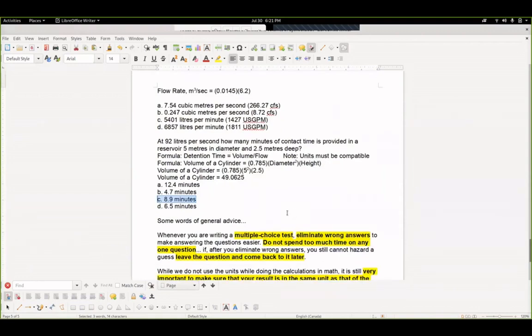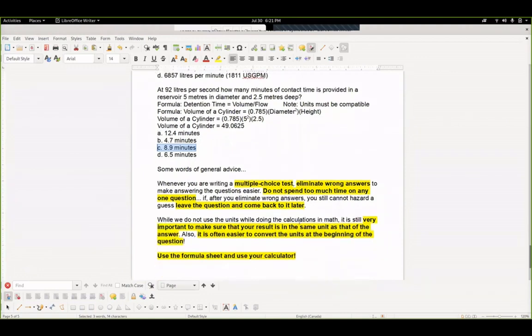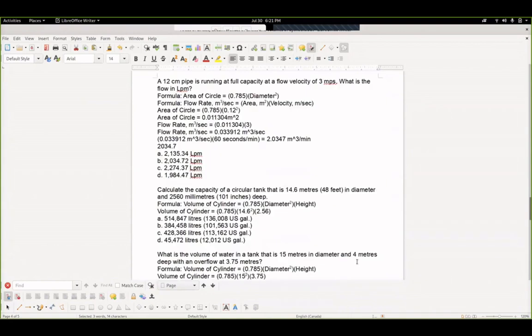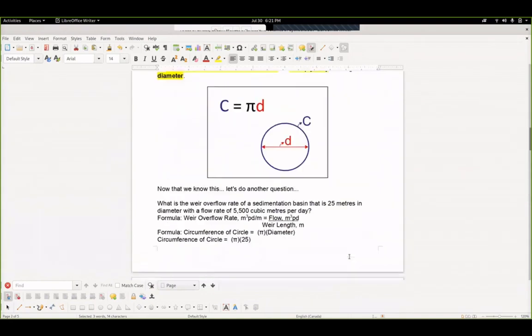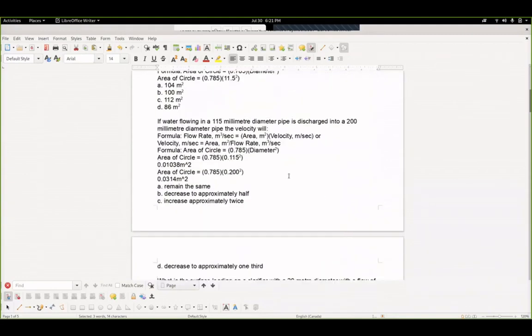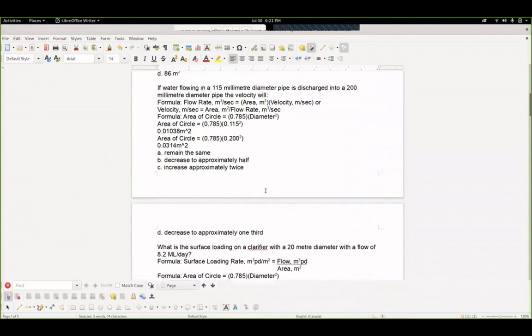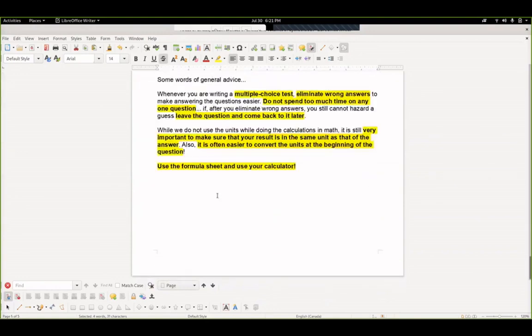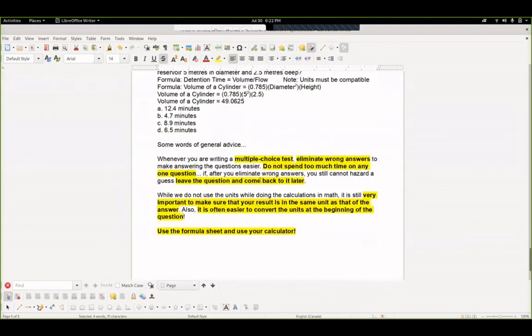Now for some words of general advice. Whenever you are writing a multiple choice test, it is a good idea to eliminate long answers to make answering the questions easier. So for example, up here, when we were dealing with the water flowing from a narrower pipe to a wider pipe, we knew that it was going to slow down. So you could automatically cross out some of these answers, like remain the same or increase approximately twice. We knew it wasn't going to go faster. So that's an example of how you can eliminate wrong answers.